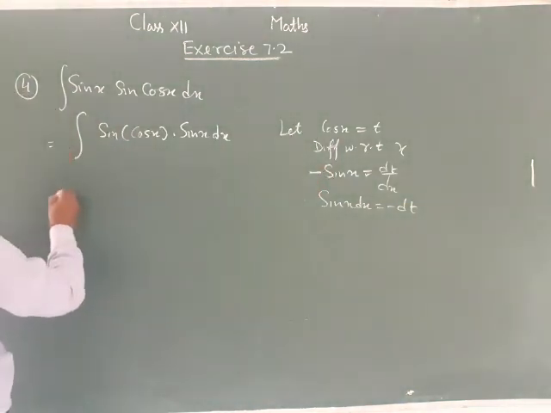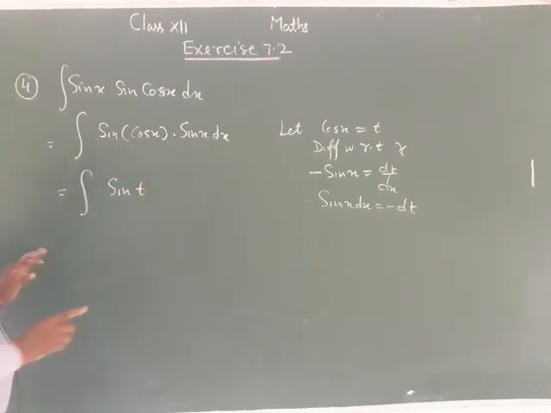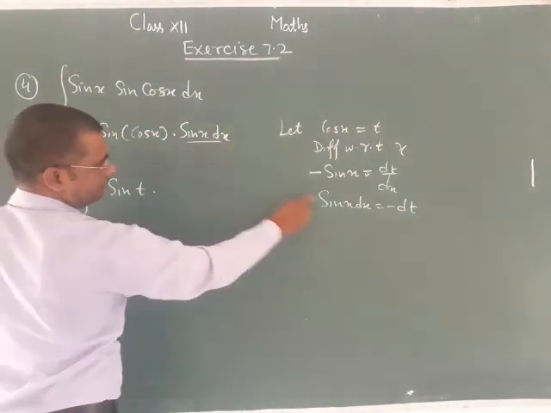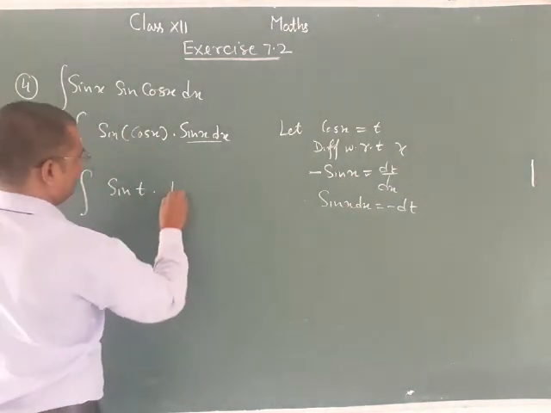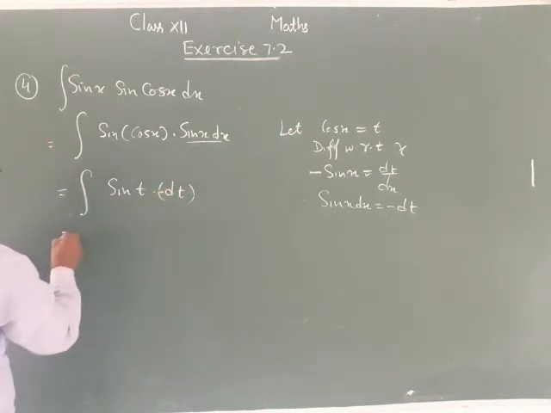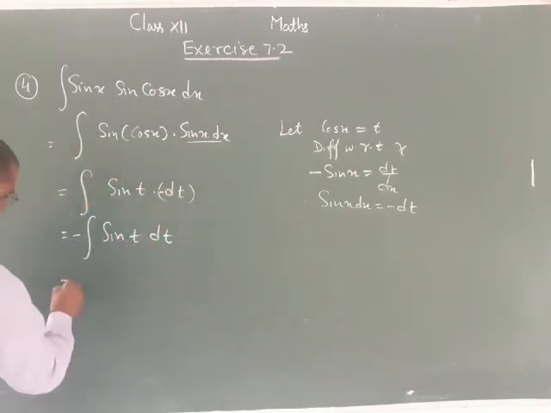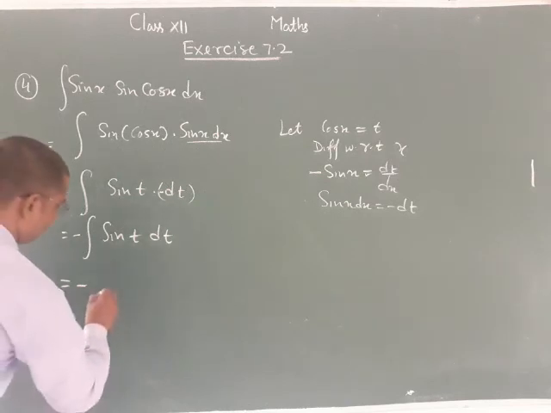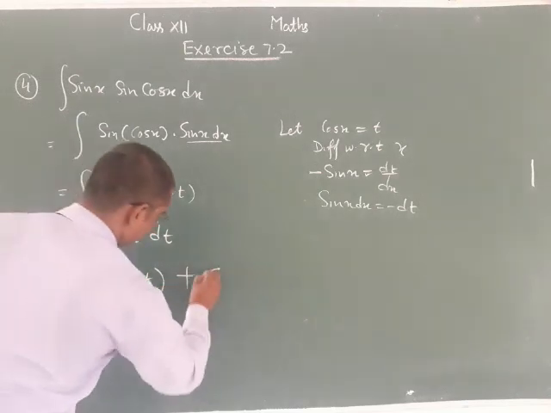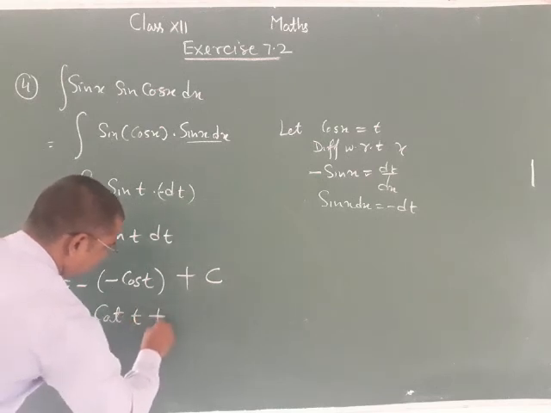So now we can write sin t into sin x dx, which is equal to minus dt. Taking the minus common out, we get the integration of sin t dt. The integration of sin t is minus cos t plus an arbitrary constant c. So minus minus plus cos t plus c.